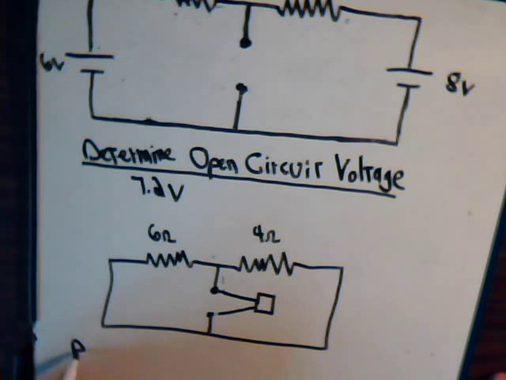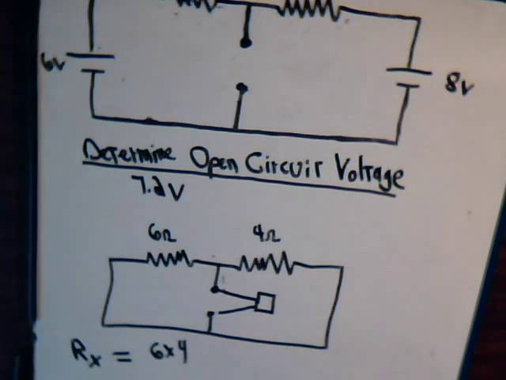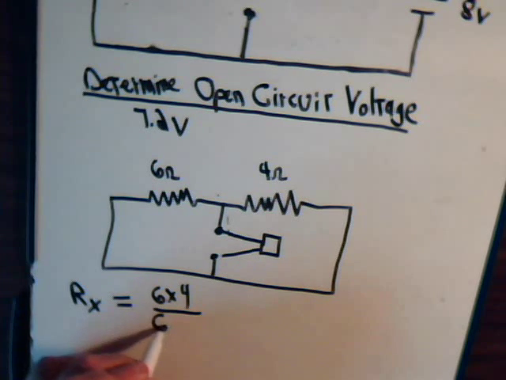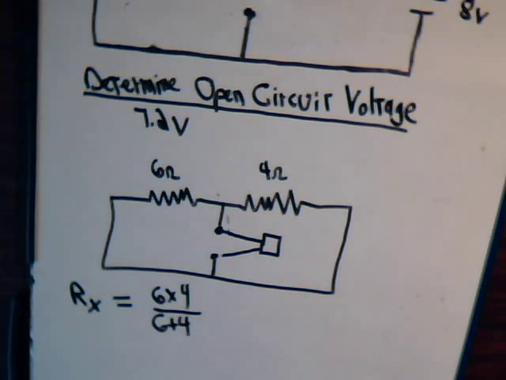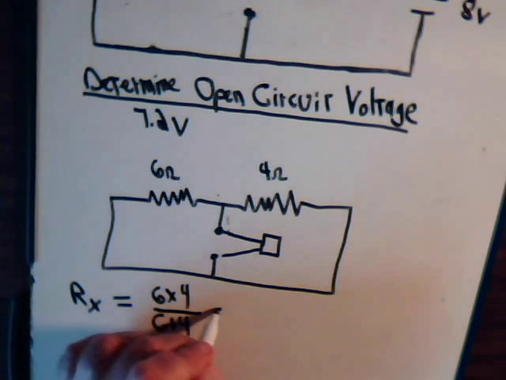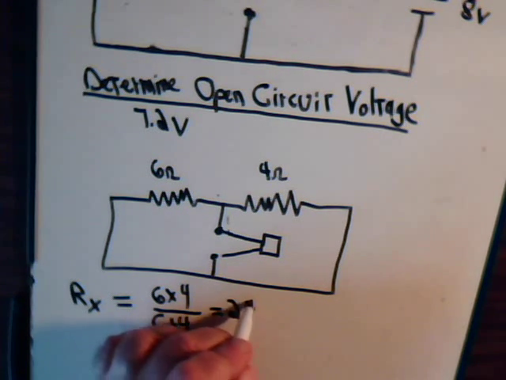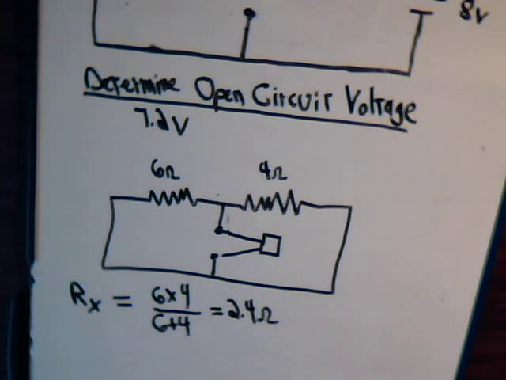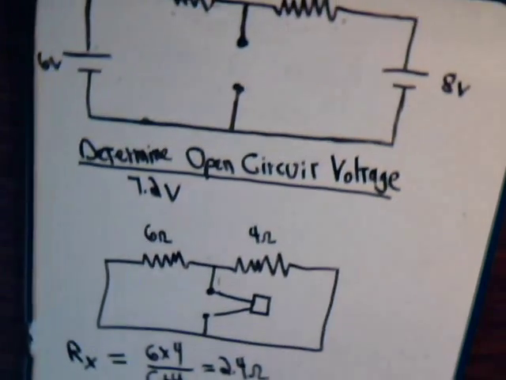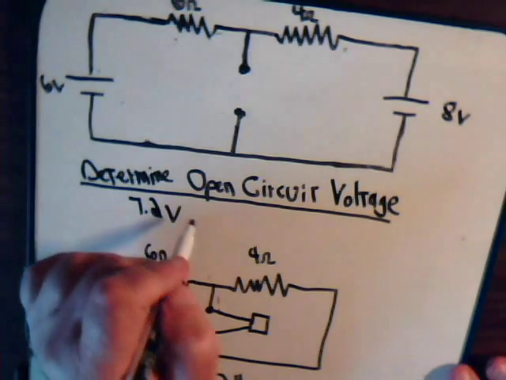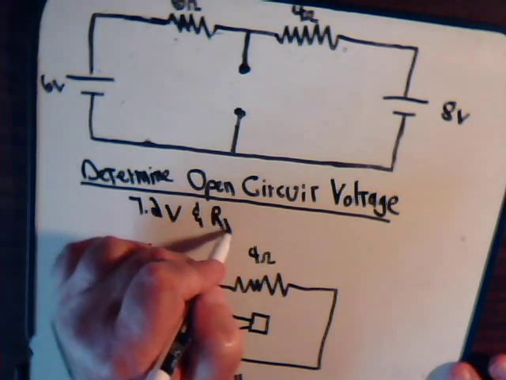So Rx is equal to 6 times 4 divided by 6 plus 4. That's how you find the parallel resistance, and that equals 2.4 ohms. And we can call this the Thevenin equivalent resistance or the Norton equivalent resistance. It's the same thing, so we just call it Rx. That's 2.4 ohms. So we know the open circuit voltage and we know Rx.